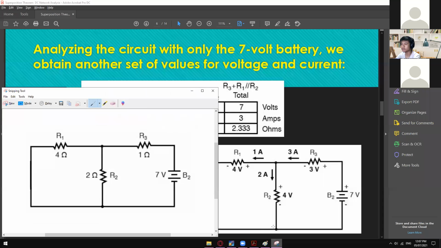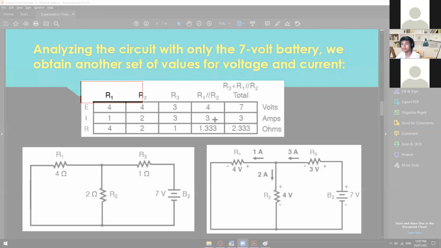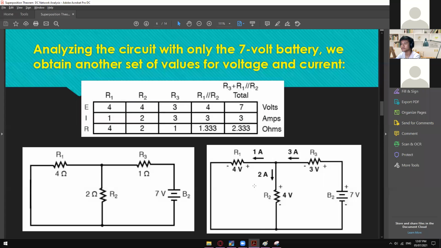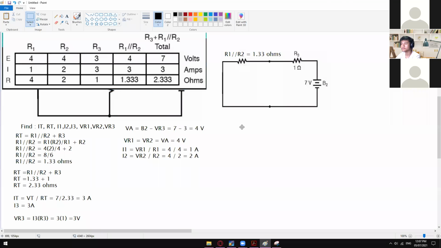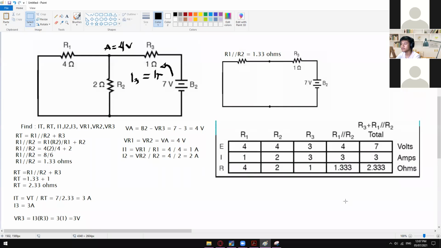So again, let's try to compare. Right now, I'd like you guys to verify it yourself. We read this one as ER1, ER2, ER3, ER1 parallel to R2, E total, and so on and so forth. So IR1, IR2, IR3. Please verify if we have the same result.